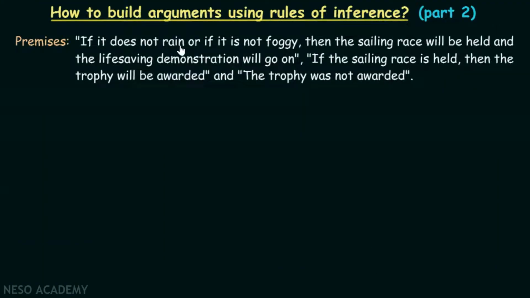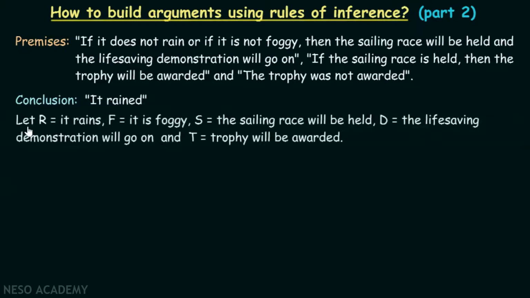If it does not rain or if it is not foggy, then the sailing race will be held and the life-saving demonstration will go on. If the sailing race is held, then the trophy will be awarded, and the trophy was not awarded. These are the set of premises, and from these premises we need to conclude that it rained.